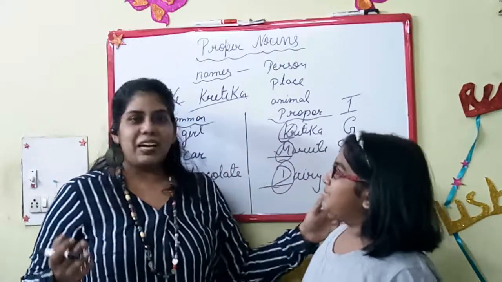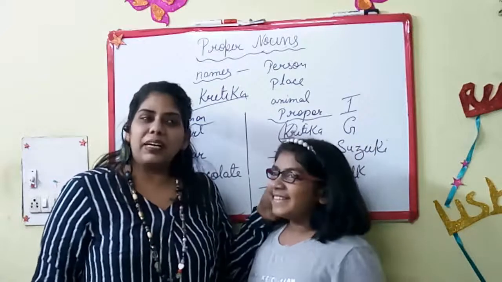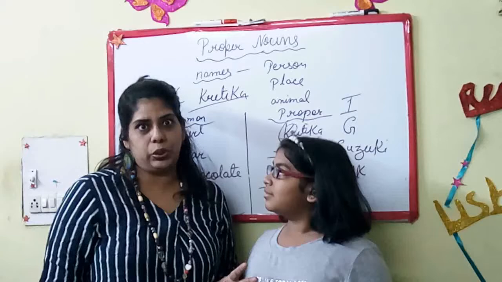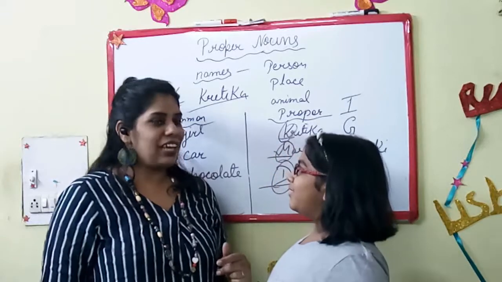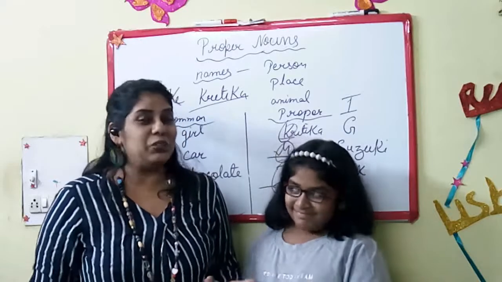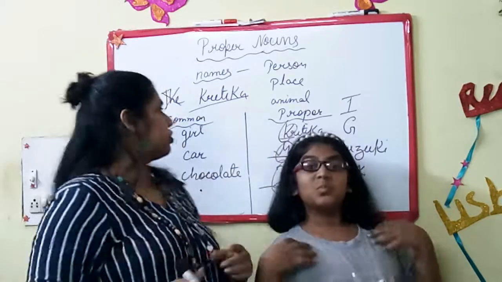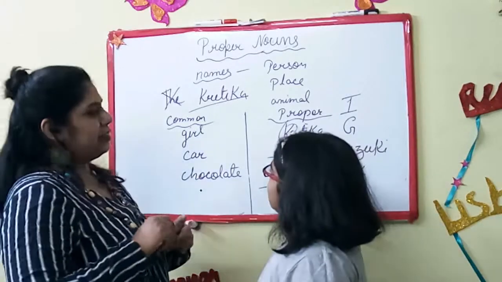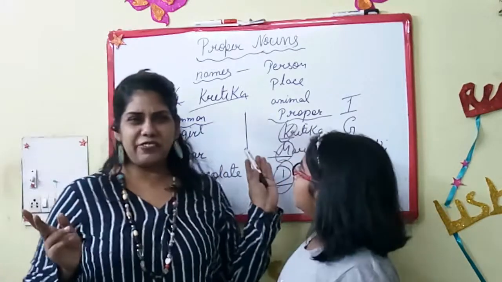'The Shakespeare.' Yeah, 'the Shakespeare', right? But unless the person is very great, we don't use 'the'. If you're saying 'I'm the Kritika', that means you are proving yourself as very great. Generally avoid it with names. So that was enough for proper noun.